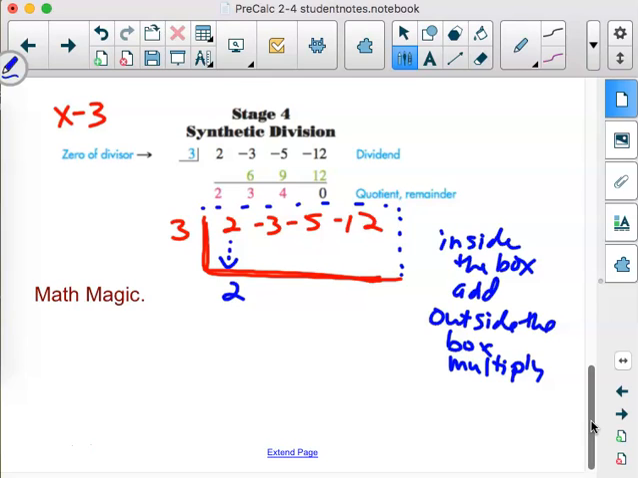So 2 times 3 is 6, and then we have to go inside the box because we have to oscillate from outside to inside, outside to inside. Now we're inside the box, and we add. We're back outside the box. We multiply again by the 3, and we write our answer inside the box. And then negative 5 plus 9 is 4. We're outside the box. We multiply by 3, and we're inside the box, and we add. And we get a remainder of 0. Now, if we want to know what our answer is, we have to start from the right and say, well, there's no remainder. This will be the constant, this will be the x, and this will be the x squared.